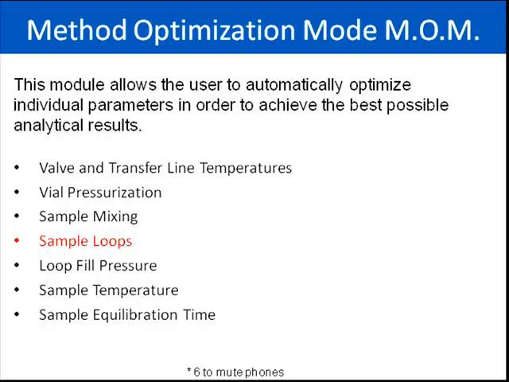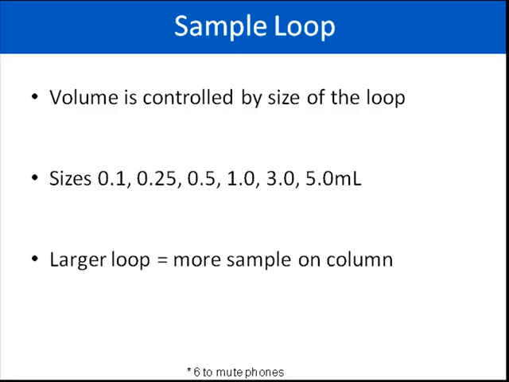Let's talk a little bit about sample loops. The volume of the sample that is transferred over to the GC is usually controlled by the size of the loop. All the Headspace and the HT3s are shipped standard with a 1 milliliter loop. They come in different sizes: 100 microliter, 250, 500 microliter, 1, 3, and 5 ml. So obviously, the larger the loop, the more sample you will get on column.